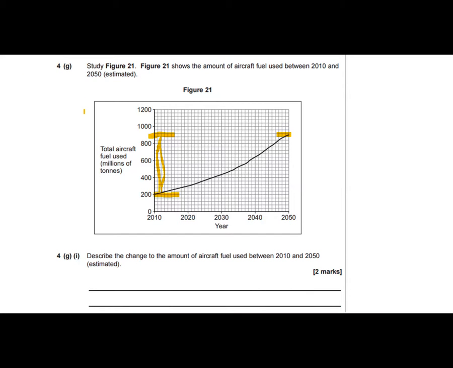Okay, so 4G, so study figure 21. Figure 21 is the graph. The question says describe the change to the amount of aircraft fuel used between 2010 and 2050. So what you need to do is describe what's happening to the line. Are there any changes where it gets steeper or it plateaus? Do they happen in specific years? If they happen in specific years, name them.